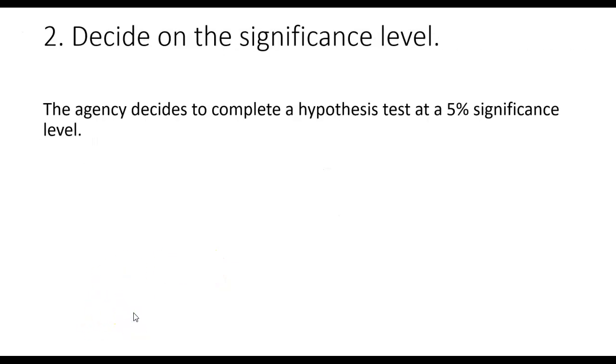To decide on our significance level, it tells us that we're working at a 5% significance level, so that means alpha is 0.05. Recall with a p-value approach, we are going to compare our p-value to our significance level alpha.